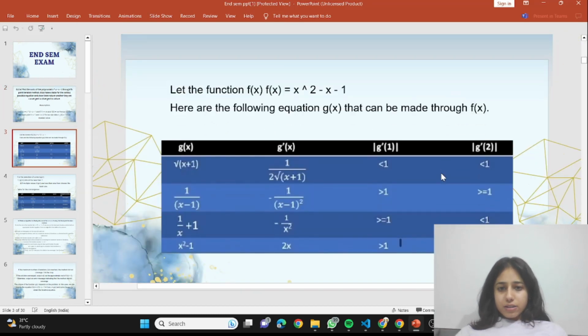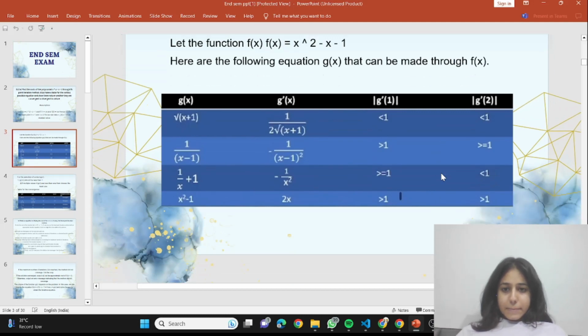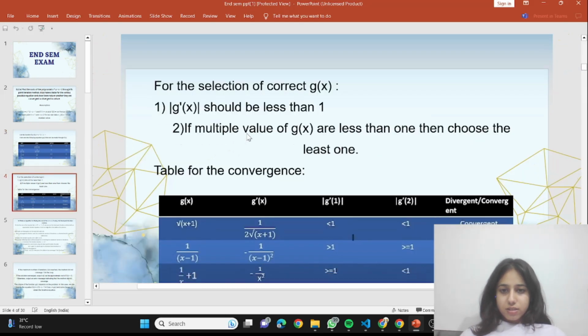Let the function f(x) is equal to x square minus x minus 1. Here are the following equations g(x) that can be made through f(x). You can see this table here: g(x), g'(x), g'(1) and mod of g'. So this g'(x) right here is the differentiation of g(x).